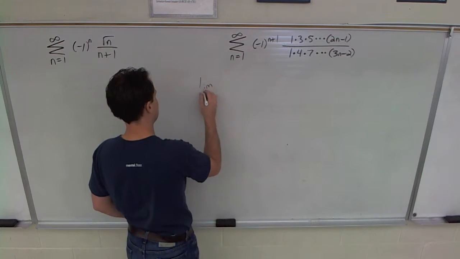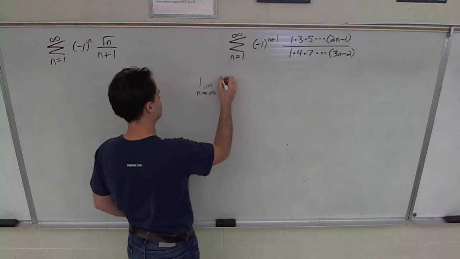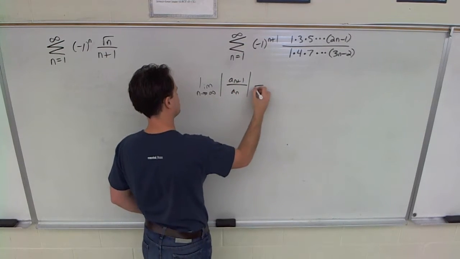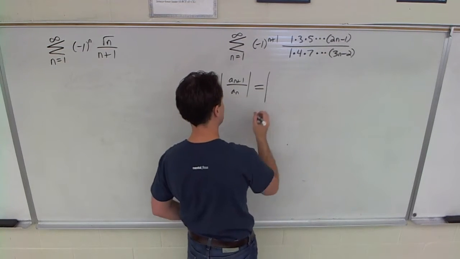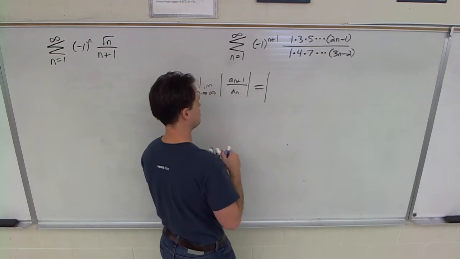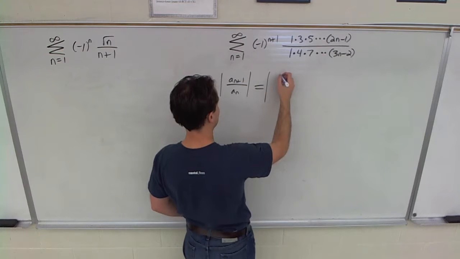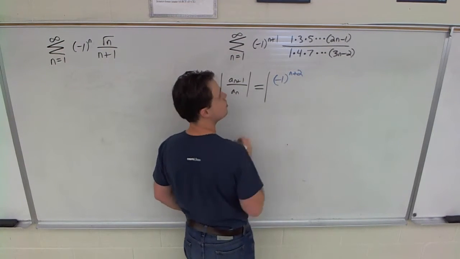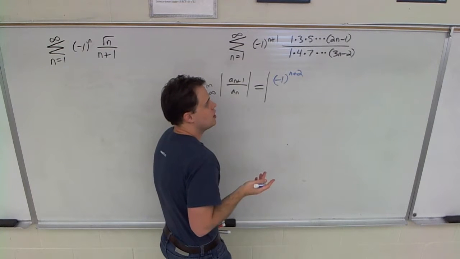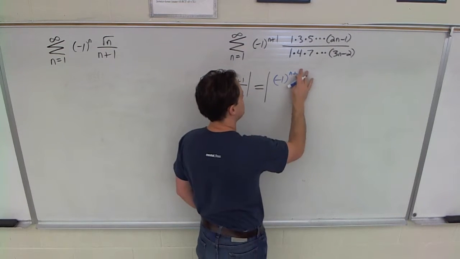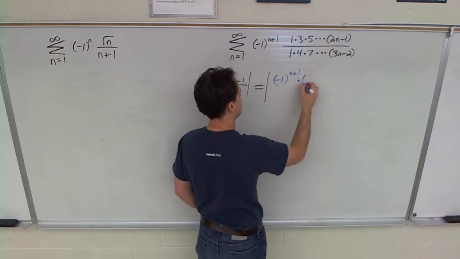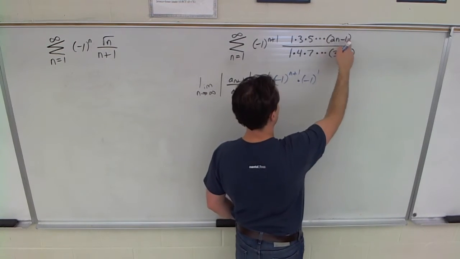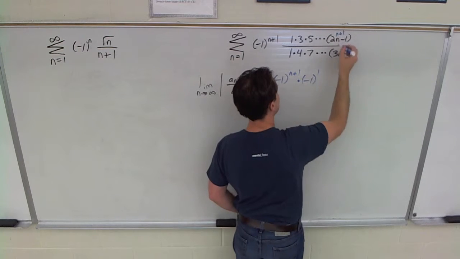So let's see. The limit as n approaches infinity of a sub n plus 1 over a sub n. There's the test that we're going to be writing out. So here we go. So we're going to have a sub n plus 1. It's going to be negative 1 to the n plus 2, which really, if I'm thinking ahead, I'm going to want to cancel an n plus 1. So I'm going to write it like this. There's my n plus 2. And then this guy, I need to plug in n plus 1 right there.